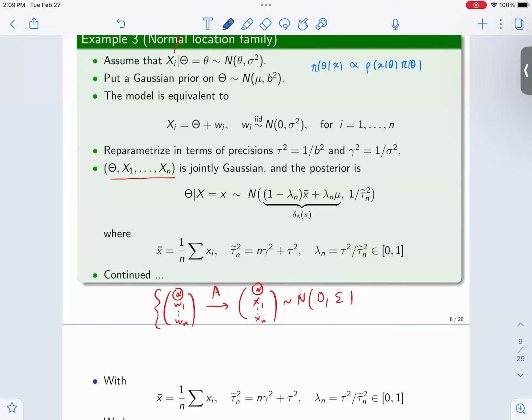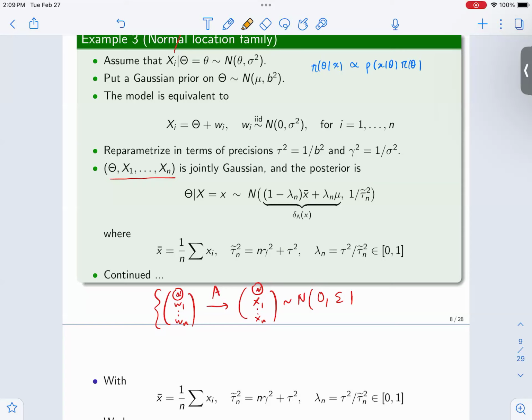Tau tilde squared turns out to be the precision of the posterior, the inverse of the variance of the posterior. And it turns out that that's given by that, which is very interpretable: you have the precision of the prior plus n times the precision of the marginal conditional distribution. Each sample that comes in reduces the uncertainty by this much. So you get n times the precision of the conditional distribution of xi given theta, plus the precision of the prior. The precision increases linearly with the number of samples.